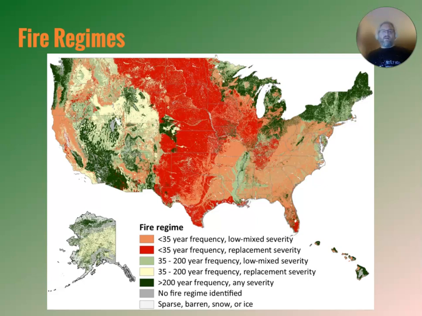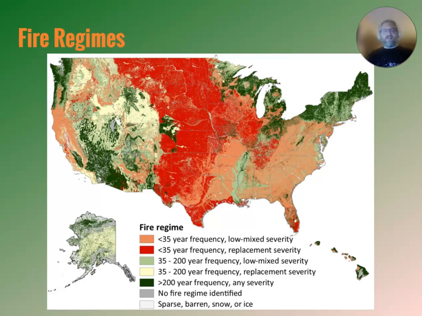And so what you're seeing here is some parts of the country have typically low frequency fires, where sometimes as much as 200 years between fires in places you can see like New York, New England, some parts of the Southwest. Other areas have much more frequent fires. So less than 35 years between fires.